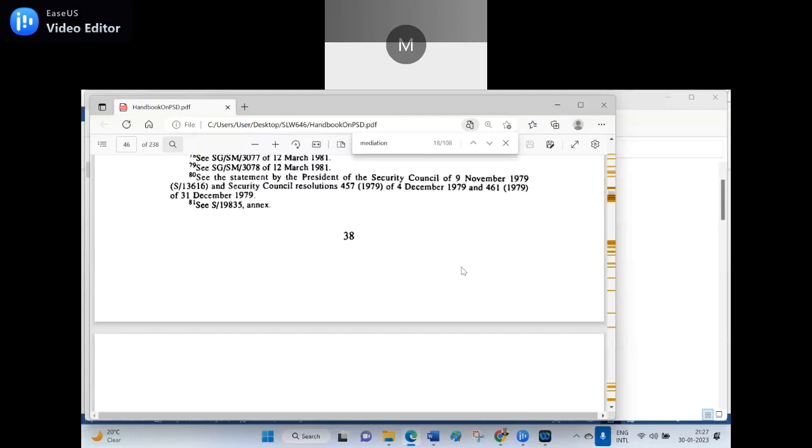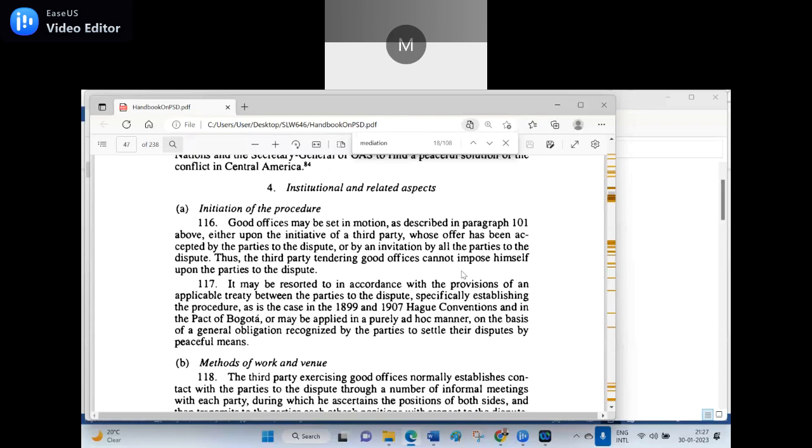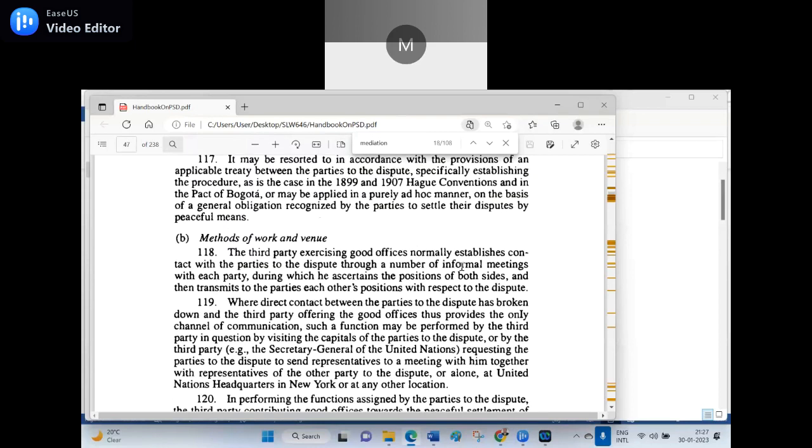It is a non-diplomatic way of dealing with things. So, institutional and related aspects: the initiation of the procedure, where the good offices may be set out in the motion as described in the paragraph 101 above, and we need not worry about what the paragraph would be there. But what we want to know is that the third party exercising the good offices normally establishes contact with the parties to the dispute through a number of informal meetings with each party, during which they ascertain the position of both sides and then transmit to the parties each other's position with respect to the dispute.